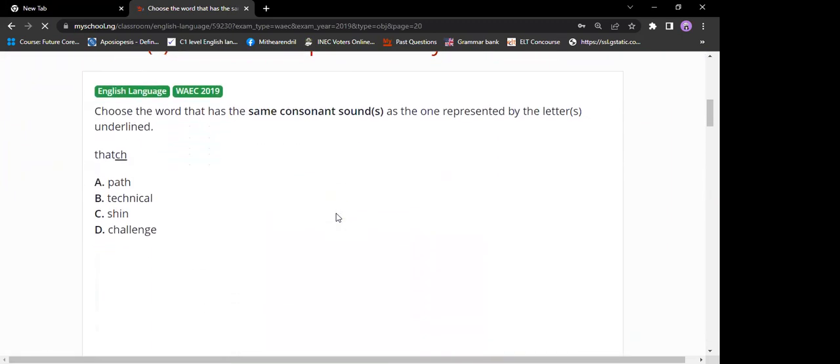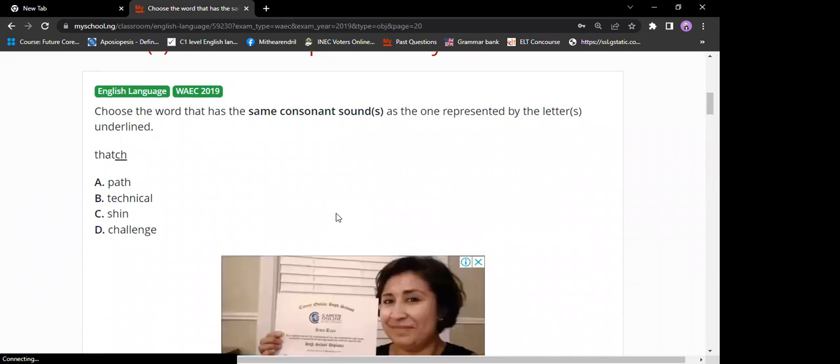Now, the next one we are looking at is touch. It is not touch, it is touch. Now, we have the first one, path. The second one, technical. The third option, sheen. And the last one, challenge.